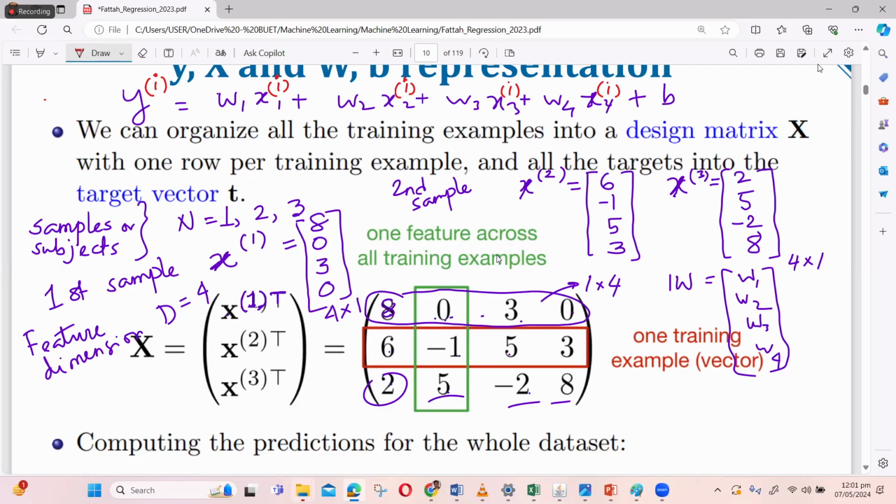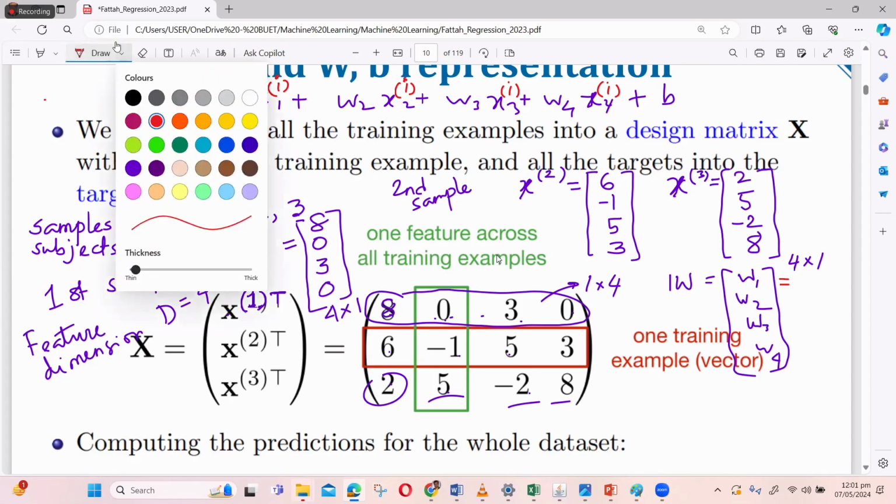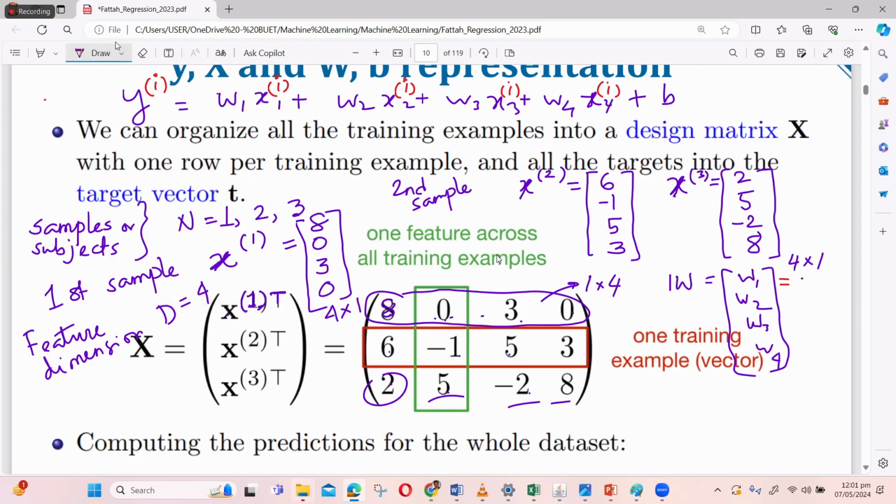So X is given. In any iteration, at first you give a set of initial values of W. Just an initial value of W you have to start with. For example, for this problem, the initial W values are 1, 0, minus 1, 0. Just initial values I have given.